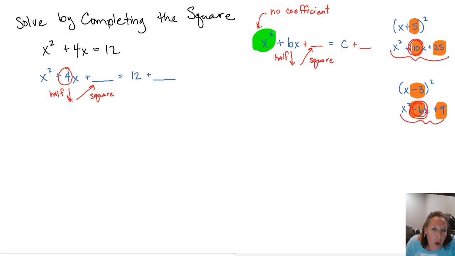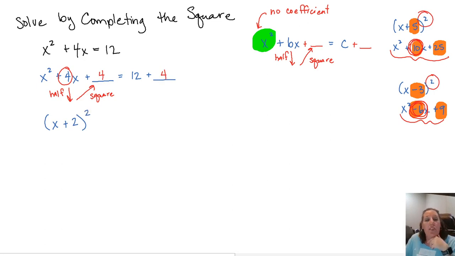So half of 4 is going to give us, that's a positive 4, so half of it is going to be a positive 2. And when we square that, we're going to get a 4. What we add to one side, we have to add to the other. We want it to be squared just like these were. So we get x plus 2 squared.